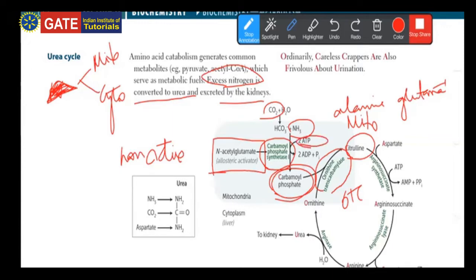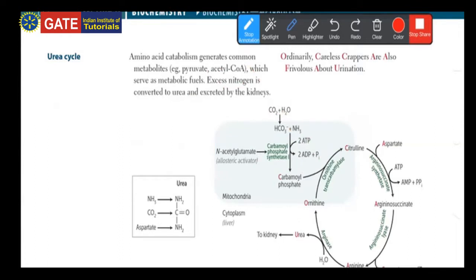Now, your mitochondrial membrane. I told you this is happening in the mitochondria. The mitochondrial membrane is only going to transport your citrulline into the cytoplasm when the final three steps are going to happen. So till now, is everything clear? Till now, the reaction takes place only in the mitochondria. When your citrulline enters your cytoplasm, we have three important enzymes. One is argininosuccinate synthetase, another is argininosuccinate lyase, and then we have arginase.